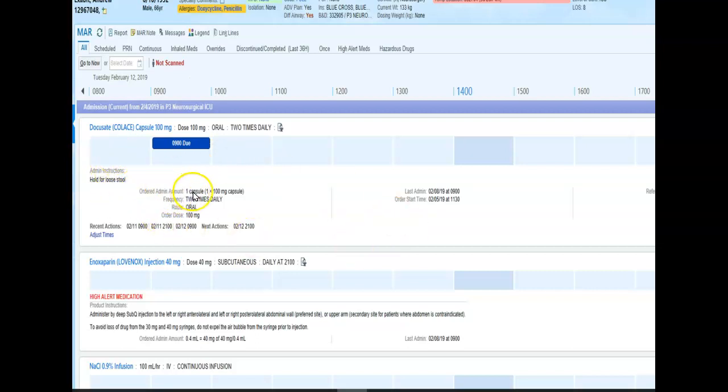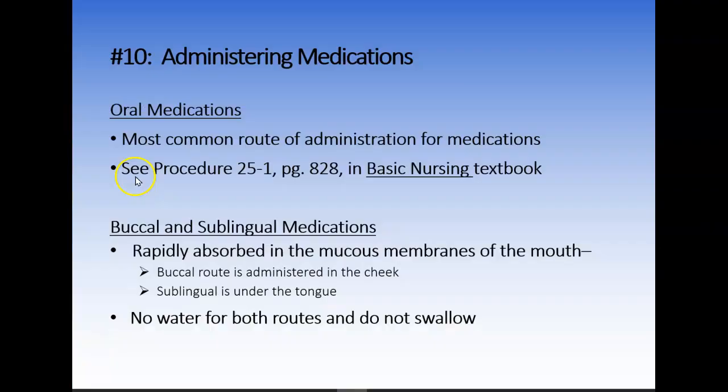So you have your 1 capsule, and it's very detailed: 2 times daily, oral, 100 milligrams, and then it has recent actions, when it was last given. It has hold for loose stool. It has the generic and trade name. Okay, so it has everything on here that you need, and that's what the medication administration record, the MAR, is supposed to have.